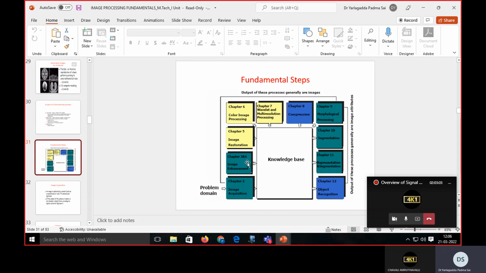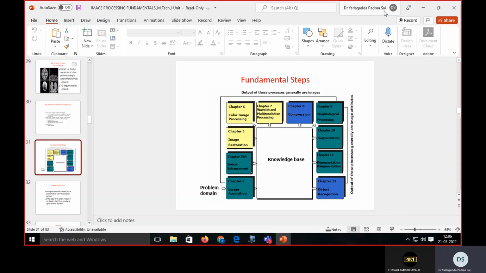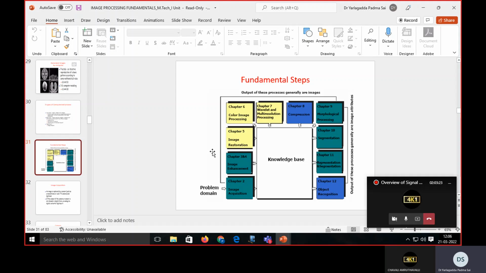Have you taken image processing as an elective? Any one of you? Did you take the image processing elective or not? Spandana? Amrutavalli? No, ma'am. Even if not, no problem. I will tell it quickly, without much trouble. Within 5 minutes I will give an overview.